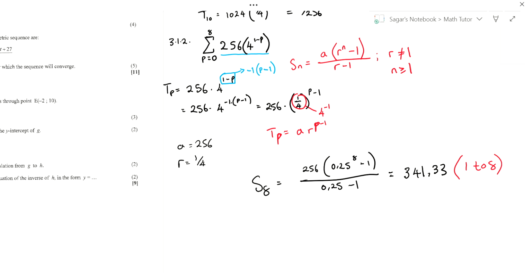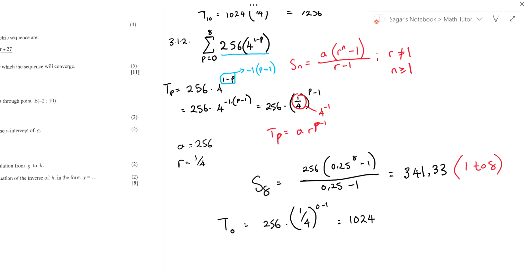We need the value at 0. So T subscript 0 is 256 times 1 over 4 to the power 0 minus 1, and that is 1024.